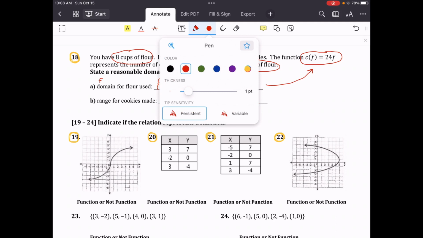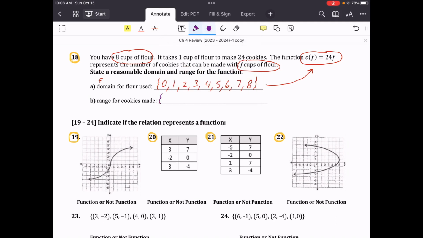So if you decided to make 0 or use 0 cups of flour, you're going to make 0 cookies. If you decided to use 1 cup of flour, you could make 24 cookies. If you use 2, that'd be 48. 3 is 72. If you use 4 cups of flour, we're going to go 96. 5 cups of flour, 120. 6 cups of flour, 144. 7 cups of flour would be 168. And then 8 cups of flour, 192 cookies.